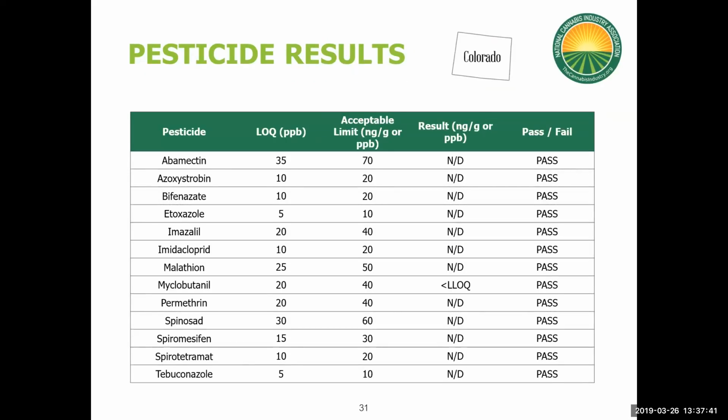So next is an example of pesticide results, which is very similar to the solvent results, except the analytes in this case are pesticides. And just for sake of simplicity, I'm showing a Colorado example because we look for 13 pesticides in Colorado versus other states that might be looking more for like 65 pesticides. Again, you have the limit of quantification and acceptable limit, and you want to make sure that the lab can accurately detect down to levels that are far below the acceptable limit. And in this case, we only detected a little bit of myclobutanil, but it was under the limit of quantification.